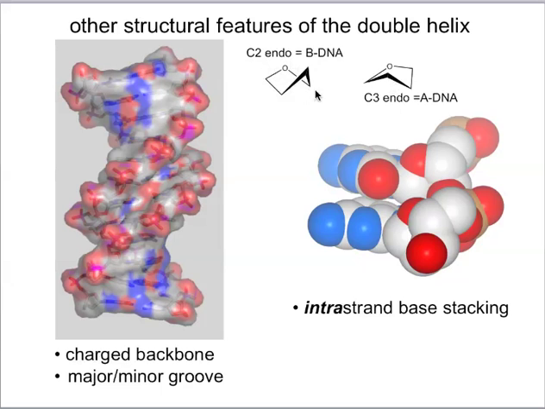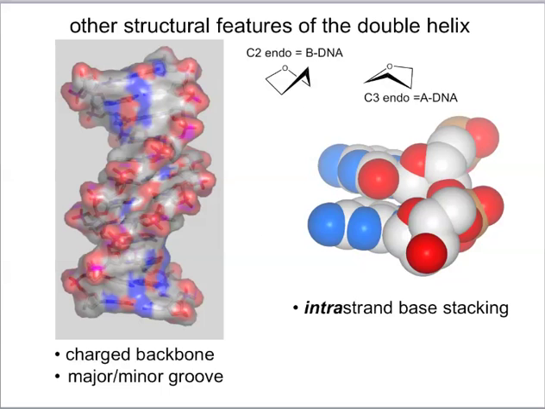C2 endo gives rise to this B-form DNA, which we're looking at here. That's the heavily hydrated form of DNA that most commonly is present inside the cell. C3 endo is a less common configuration, A-form DNA, and I'll refer you back to your textbook if you want to see what A-form DNA looks like. But again, all of that simply arising from the configuration that ribose molecule takes on.